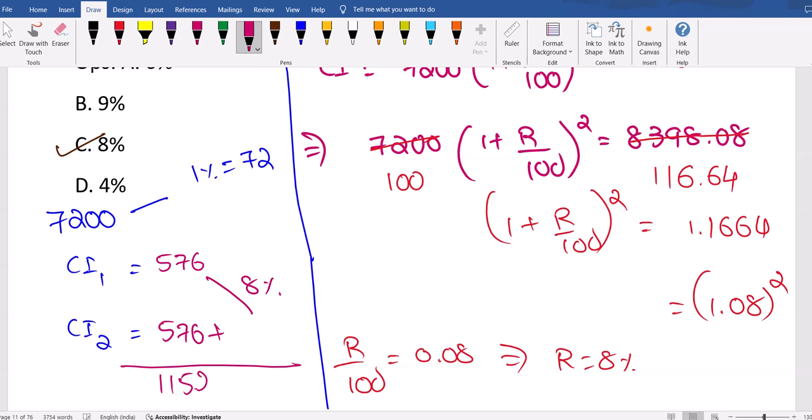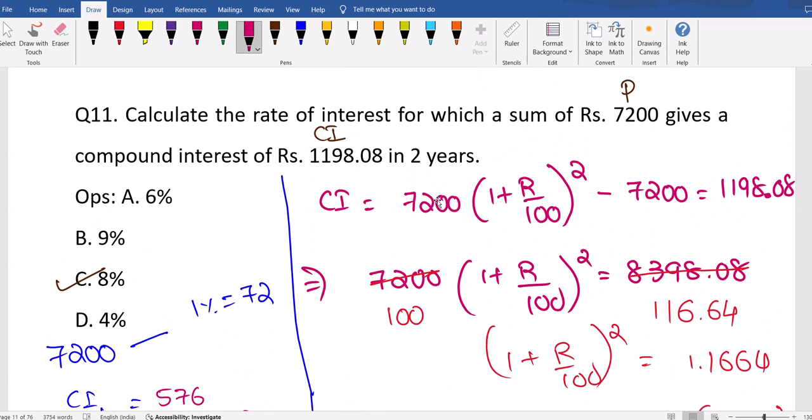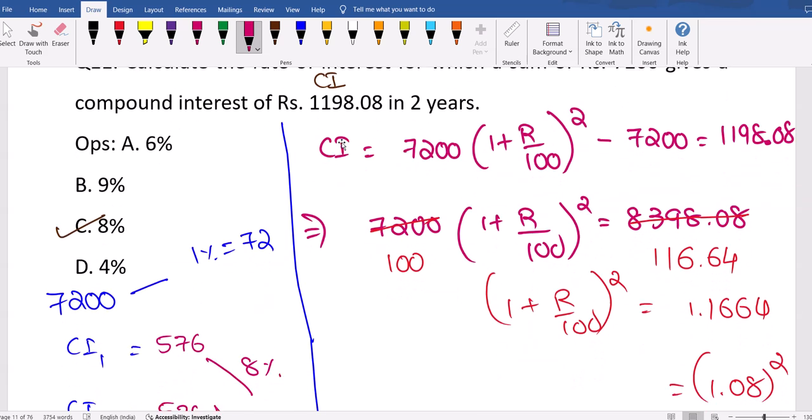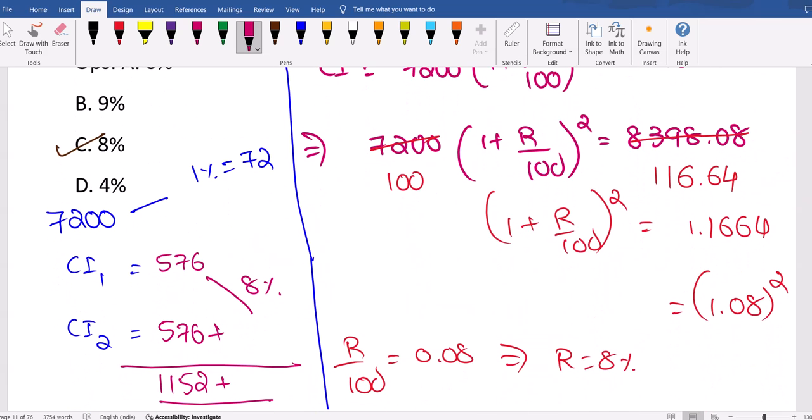1152 plus something. Okay, this is possible. Whatever the value of 576, 8% fine, but I got 1152 plus something. So it's close to this 1152 plus something. It's close to this, Option C. If I go less than that, we will get less amount. 9% is more than 1200. 8% is less than that, and there is some extra.